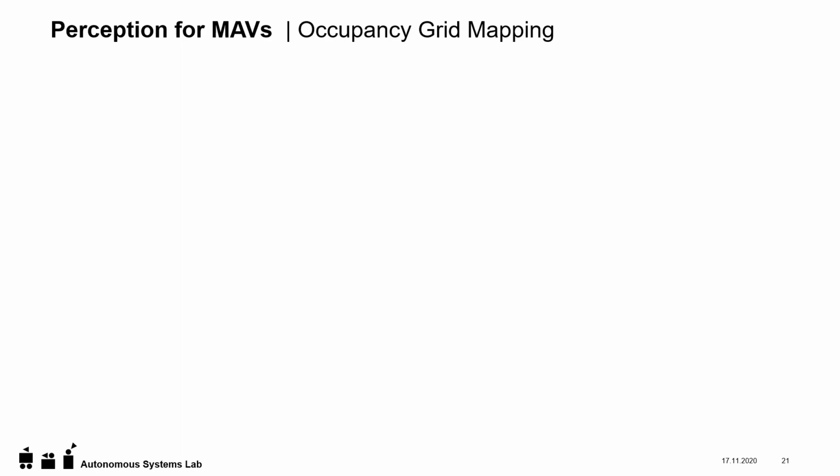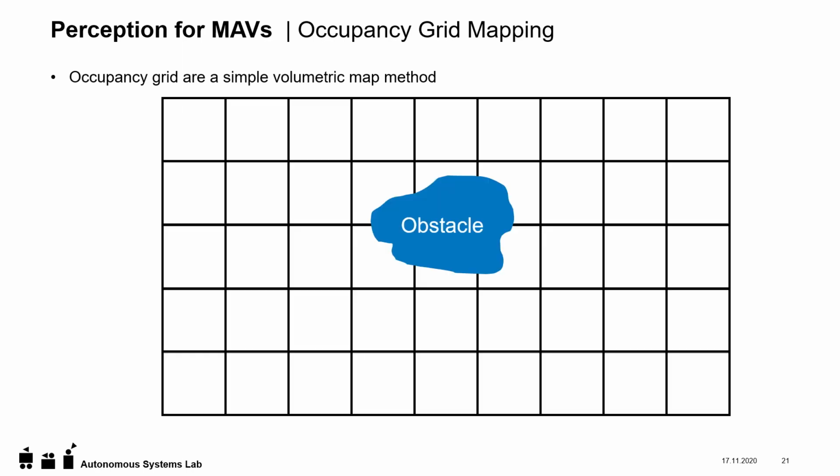One of the simplest types of volumetric map representation is the so-called occupancy grid mapping. By doing so, we divide the 2D or 3D space. Here is an example in 2D, but of course it's the same thing in 3D. So we divide the 2D space into equally sized boxes, of which we keep track whether they are occupied, free, or unknown.